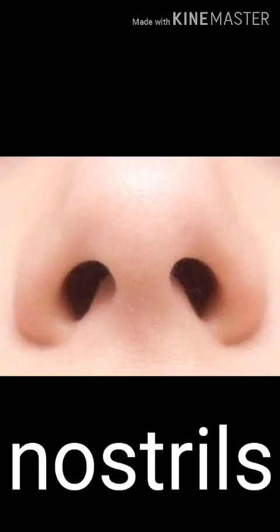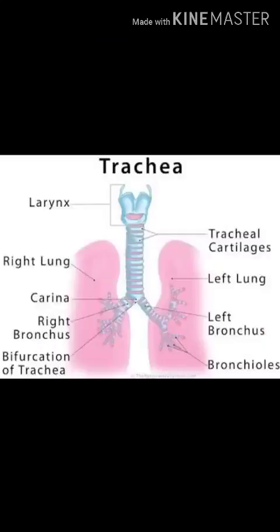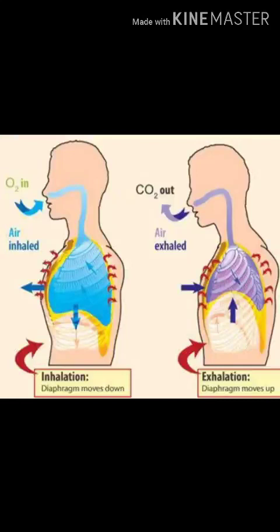The human respiratory system consists of, first of all, what organs are involved. They are, number one, nostrils. Nostrils are the passages in the nose. Then trachea. Trachea is windpipe. Then bronchi and lungs. And lungs are the main organs of the respiratory system. So first is breathing in. The taking in of air rich in oxygen into our body is called inhalation.